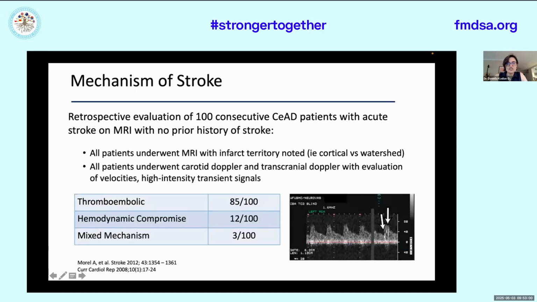They've done some investigation to see which type of mechanism is most likely causing strokes. They did MRIs on patients that had cervical artery dissection, and using ultrasound, these bright white lines are actually detecting blood clots that are traveling up to the brain. And what they found was that 85 out of 100 patients had these traveling blood clots causing stroke. Very few, 12 out of 100, had that blockage in the artery that was causing stroke. And then some had a mixed mechanism.